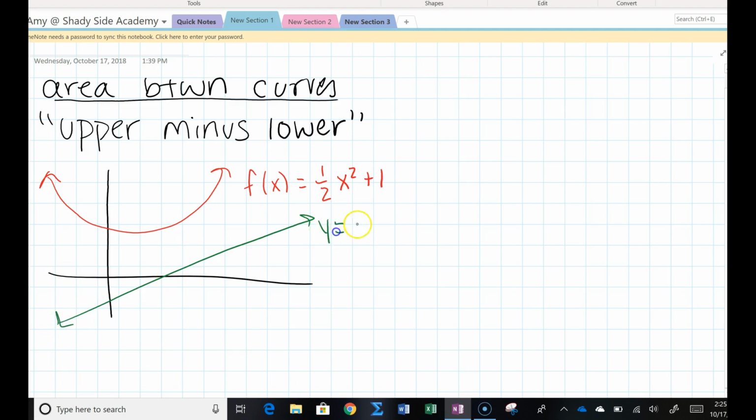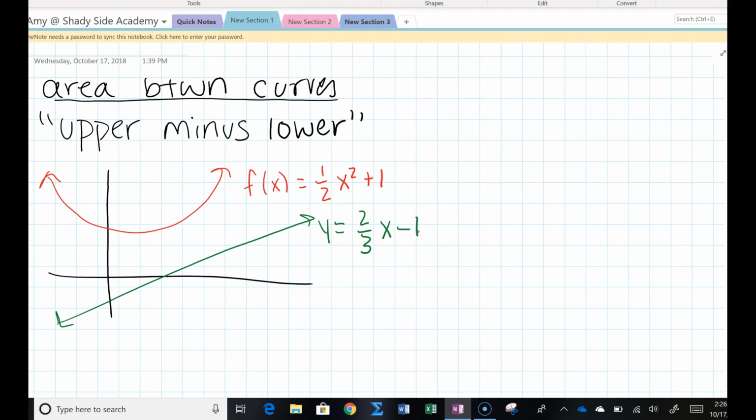Okay. Here's what I want to share with you. We're going to get to this incrementally, and this little phrase, upper minus lower, is going to come in very handy in about a minute. I'm just going to shade this region that is between these two curves.